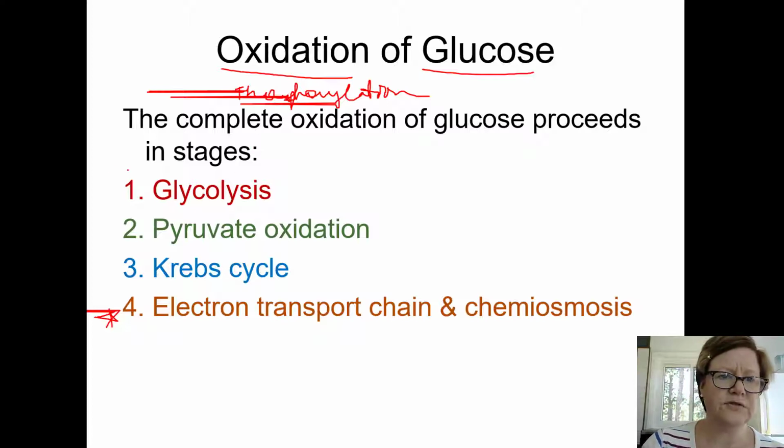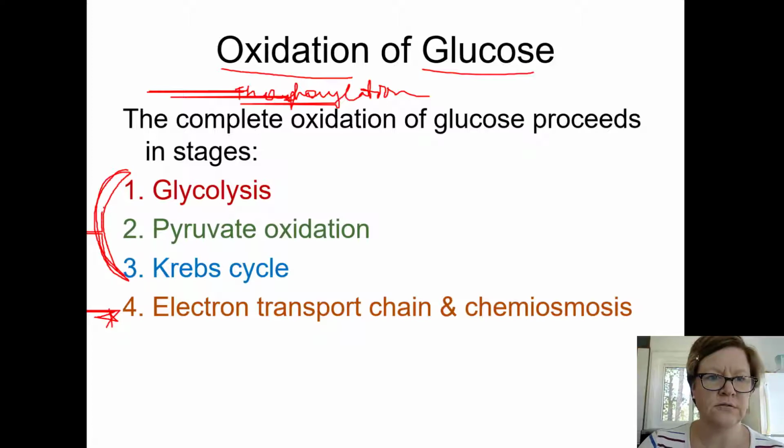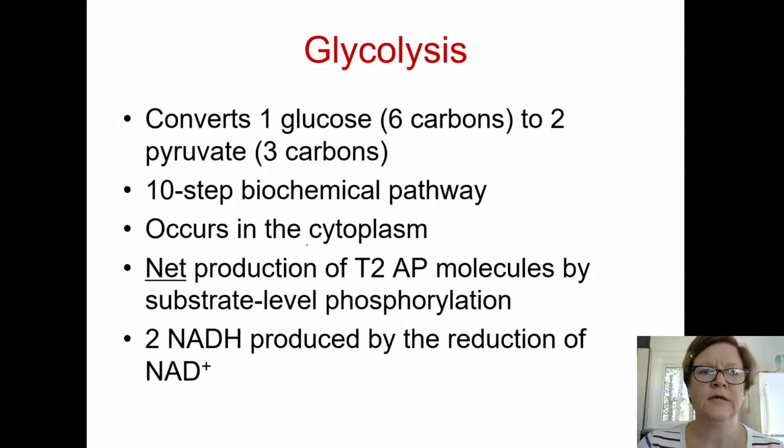So the oxidation of glucose is actually just these first three stages, to be honest. So glycolysis, pyruvate oxidation, and Krebs cycle are sort of the phases or the stages of oxidation of glucose, and then most of your phosphorylation events happen in this fourth stage called electron transport chemiosmosis. So the first stage is called glycolysis.